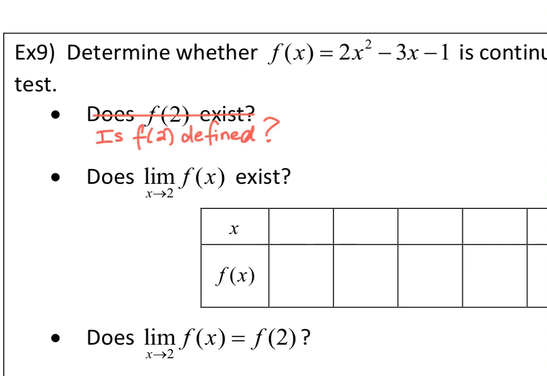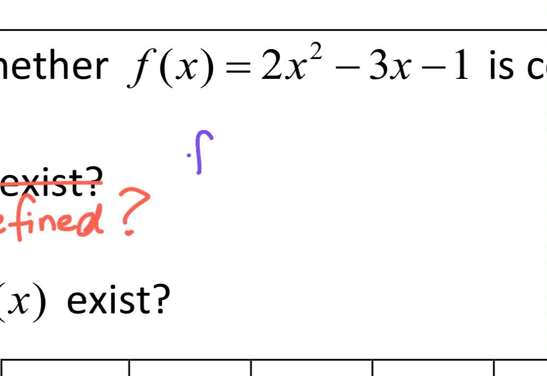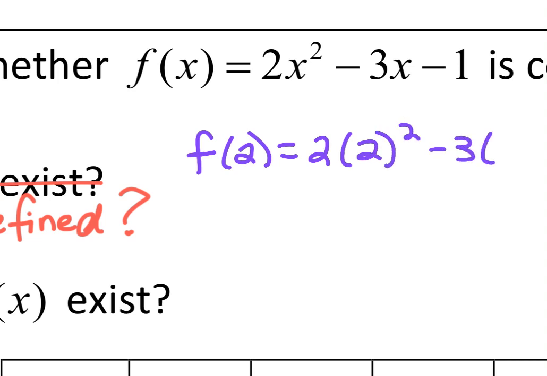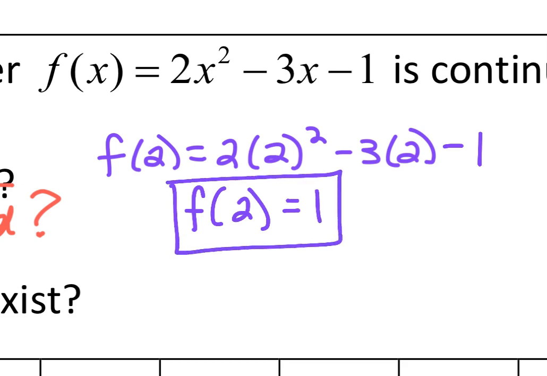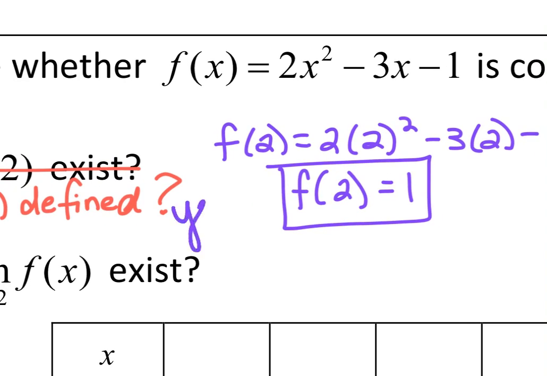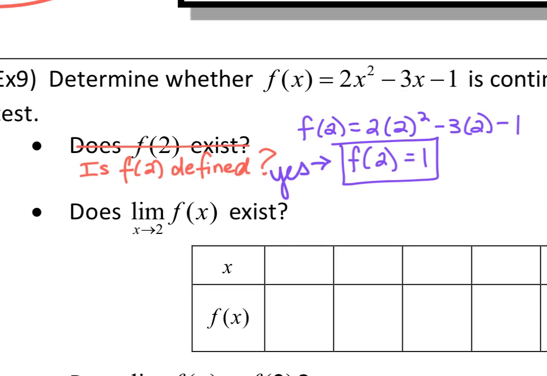So yes, f of 2 is defined, but then what you want to do is find f of 2. So literally all you do is just type into your calculator 2 times 2 to the second power minus 3 times 2 minus 1, and you should get that f of 2 is equal to positive 1. And so your answer here is yes, it's defined. f of 2 equals positive 1.